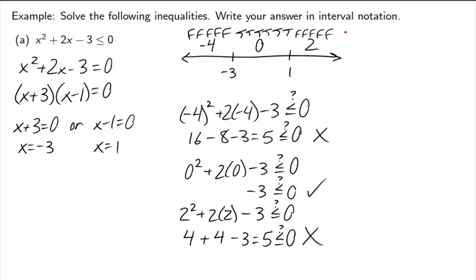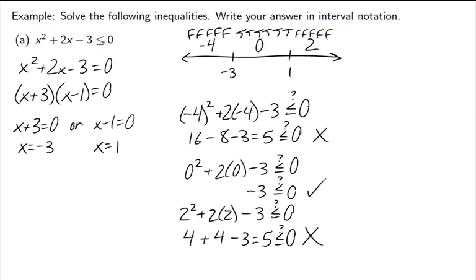So we just need to write our answer based on the places that are true. The fact is that the only place where these can switch for polynomials is where they were actually equal to 0. So if it's true for one value on the interval, it's true for all the values in the interval. So the numbers between negative 3 and 1 are going to all solve this inequality. Now the final question is, what about the endpoints?